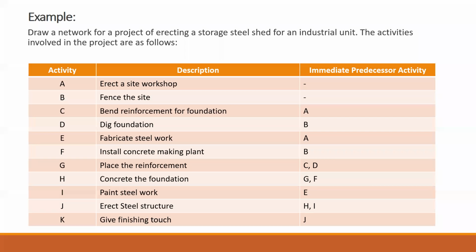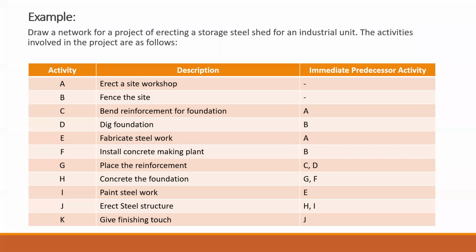Now look at G. In case of G, where the place, the reinforcement, the preceding activities, there are two activities, C and D. Okay. So while drawing this activity, especially the ones where we have multiple activities coming together in a node or merging in a particular node, you have to be careful there. Fine. Once you have taken this down, let us go ahead, and if you want, you can rewrite this whole table.